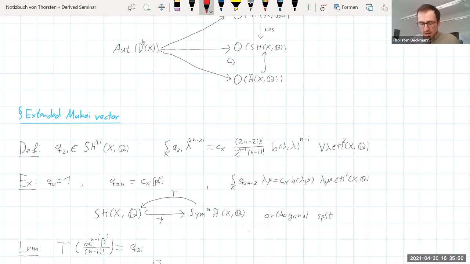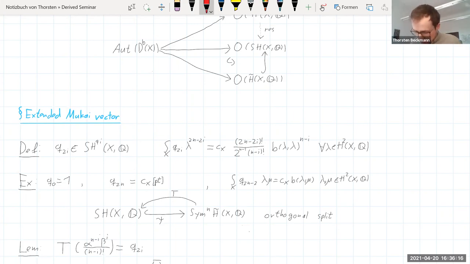The question is how should one think of this? I'm trying to motivate how I think of the extended Mukai lattice. In the case of K3 surfaces, we have the class alpha, which we can really think of as the fundamental class, and the class beta, which we can think of as the class of a point. But such an analogous picture does not work anymore.